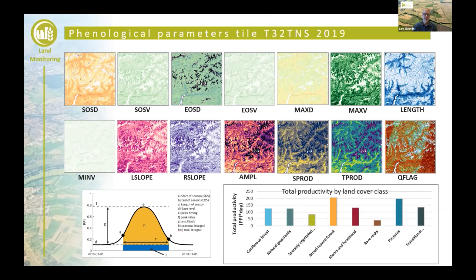We can now take this data and enter it into a GIS system and relatively easily extract some statistics. In this case, I used Korean land cover. And from this, we can see that, for example, the broadleaf forest is one of the classes that has the highest total productivity of these classes in the area. Pastures are also highly productive classes.